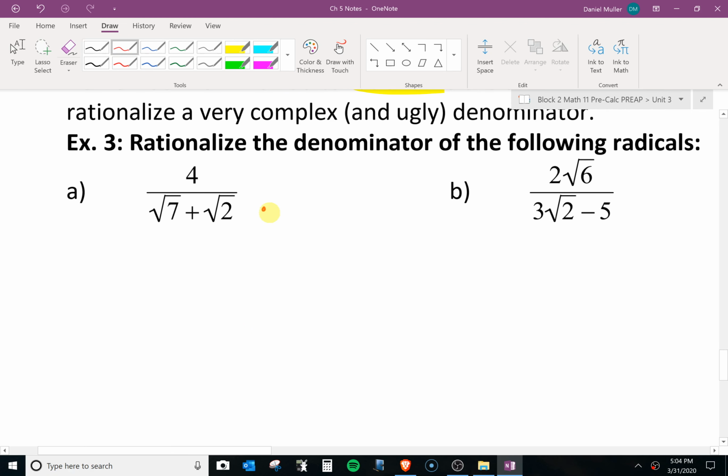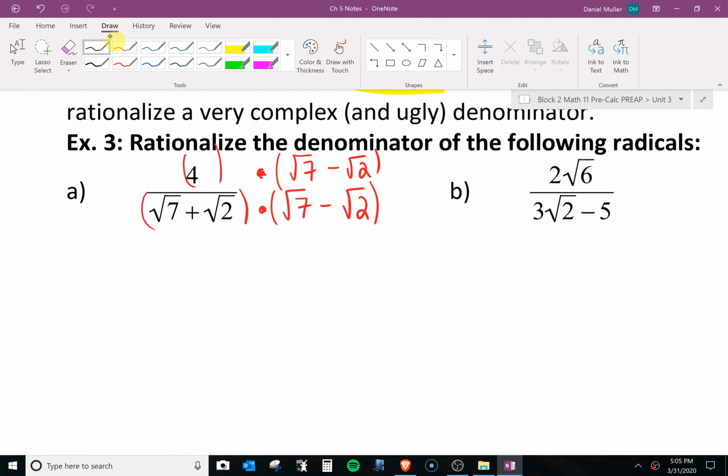Whatever I do to the bottom, I'm going to have to do to the top. So I'm going to multiply that whole thing by the conjugate. Now the conjugate is the exact same thing, root 7 and root 2, but we're going to change it from a plus to a minus. I have to do that up here as well.